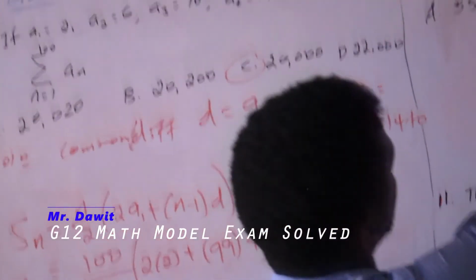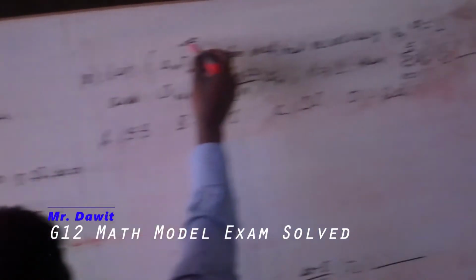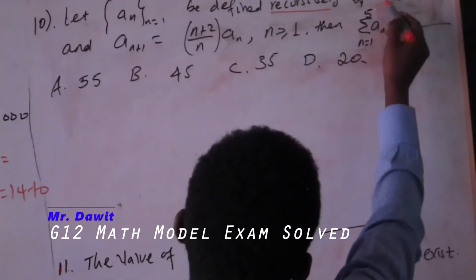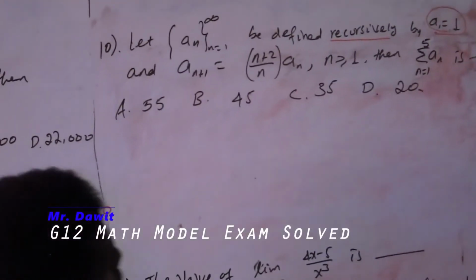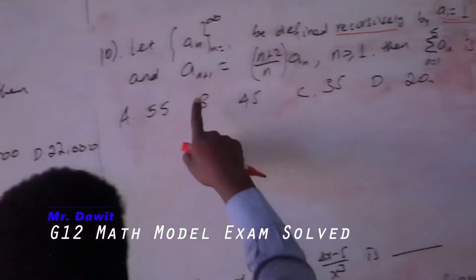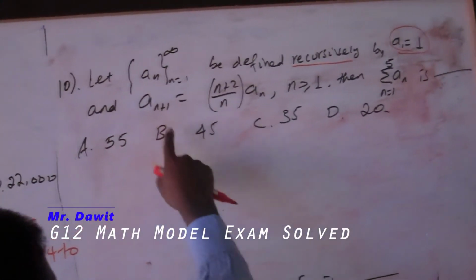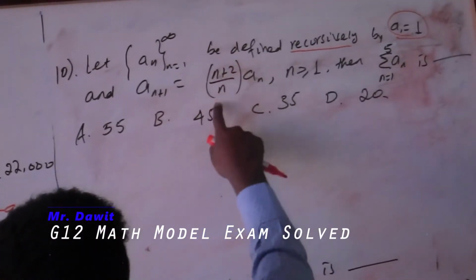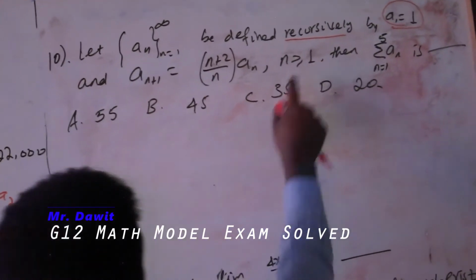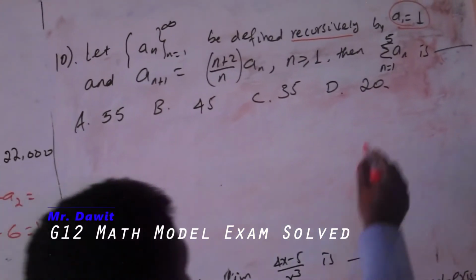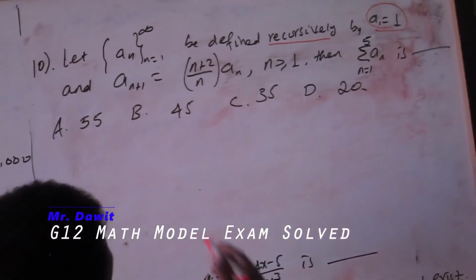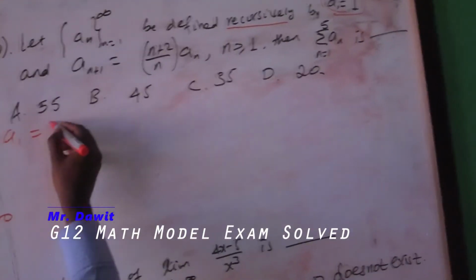Let an, with n starting from 1 till infinity, be defined recursively by a1 is 1. The first number is 1, and a of n plus 1 is determined by n plus 2 over n times an, where n should be greater than or equal to 2. Then we need to find the sum of n from 1 to 5. First, we have to find out a1. a1 is already given, that is 1.